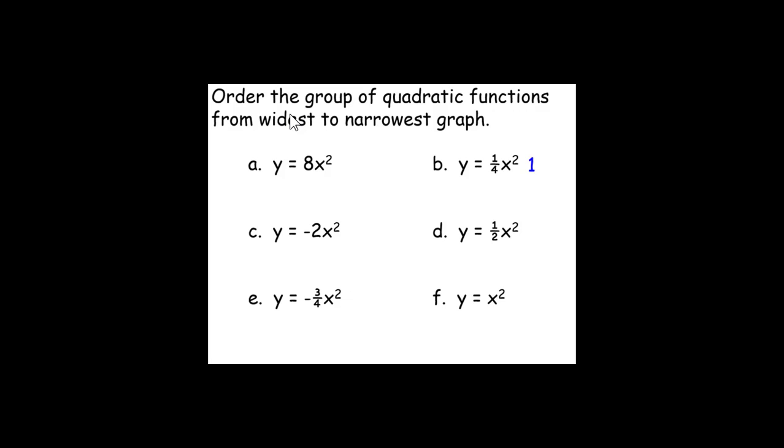1/4 is the closest number to 0, followed by 1/2, then by 3/4. Remember, 3/4 of a dollar is more than half a dollar. Followed by f, which is 1, then followed by c, -2, and the most narrow graph would be a.